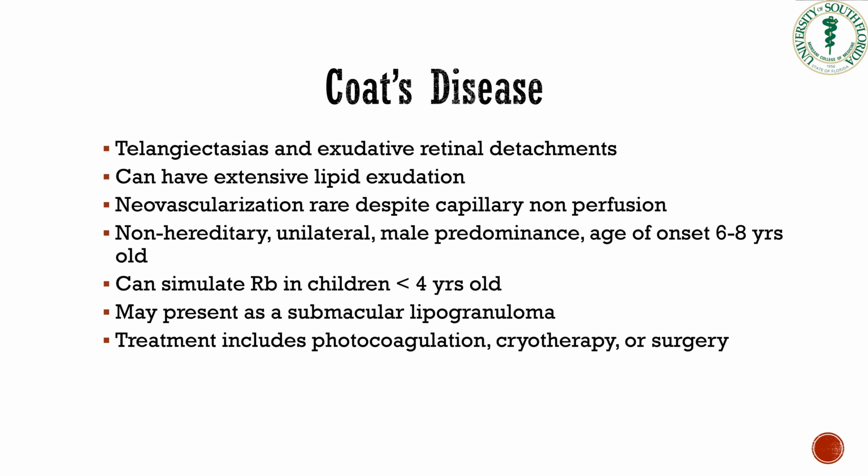Interestingly enough, it can have a super aggressive presentation in patients that are less than 4 years old due to the appositional nature of the exudative retinal detachments that form against the lens itself, often resembling retinoblastoma, and should be kept on the differential for leukocoria. Conversely, in slightly older kids and even adults that have late stage vascular decompensation, it can present primarily as that submacular lipogranuloma, similar to what we described in type 1 MacTel. And of course, our treatment includes cryotherapy, surgery, and photocoagulation.